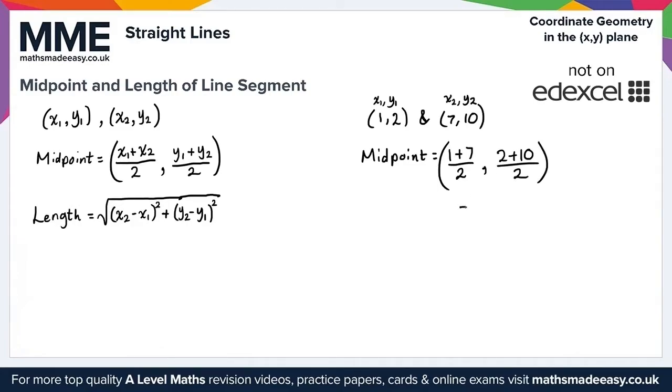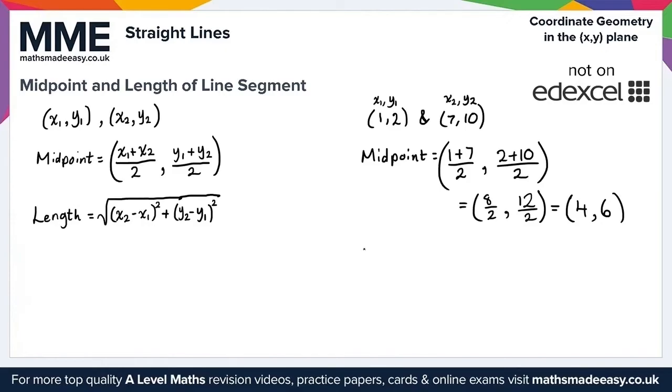Now if we calculate this here, this gives us 8 over 2 for our x coordinate, for our y coordinate, that's going to be 12 over 2. And then evaluating each one of these, well, 8 over 2 gives us 4, and 12 over 2 gives us 6. So in that case, the midpoint between 1, 2 and 7, 10 is simply 4, 6 there.